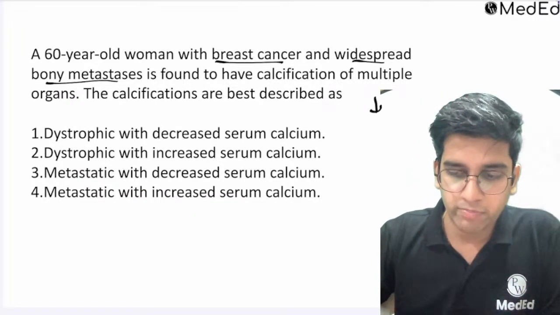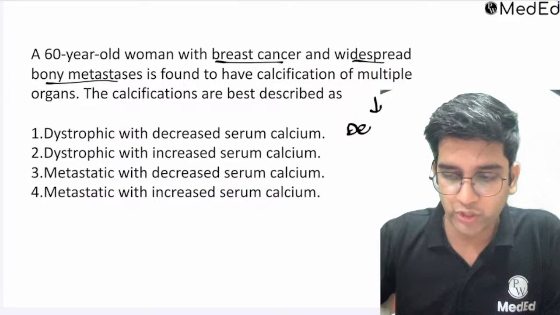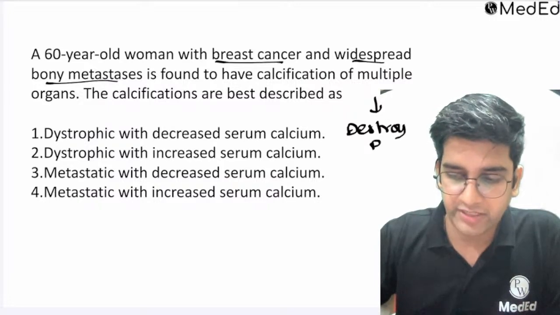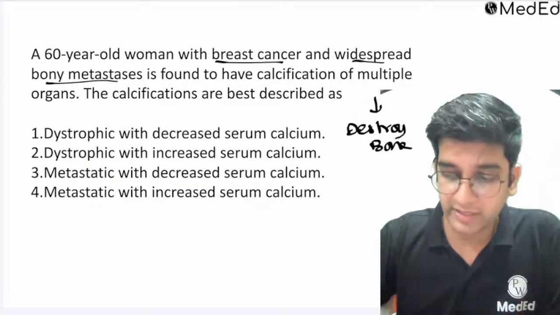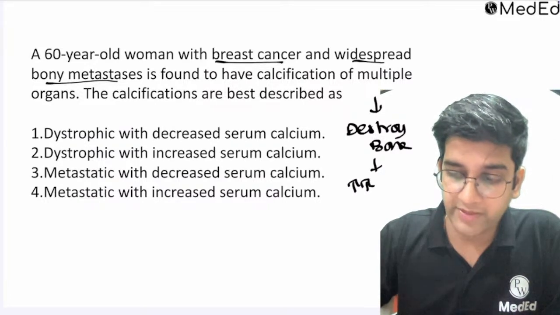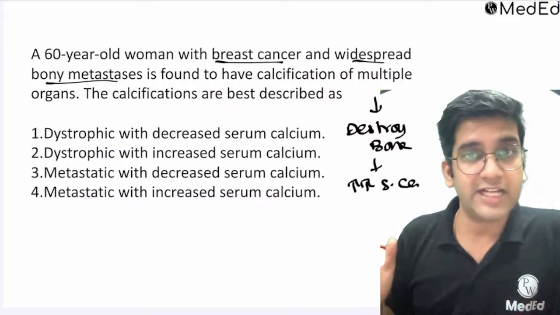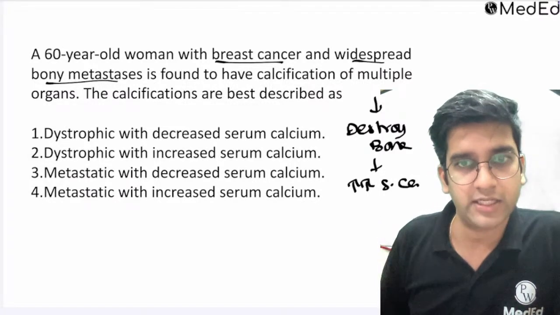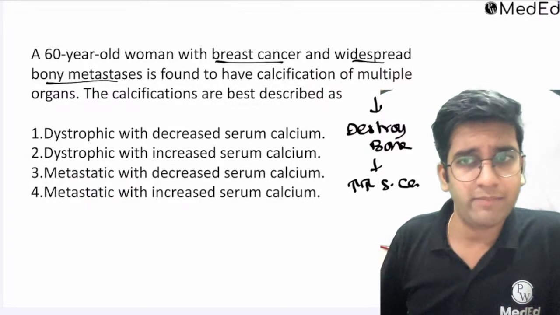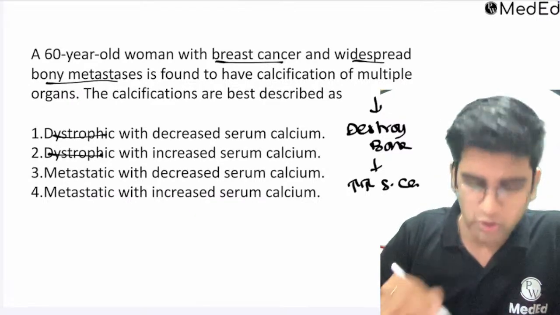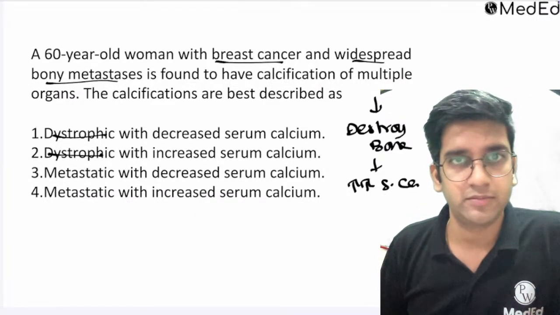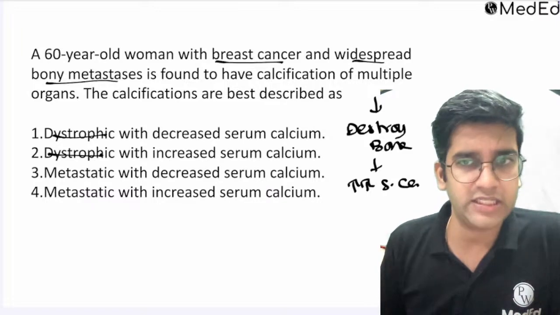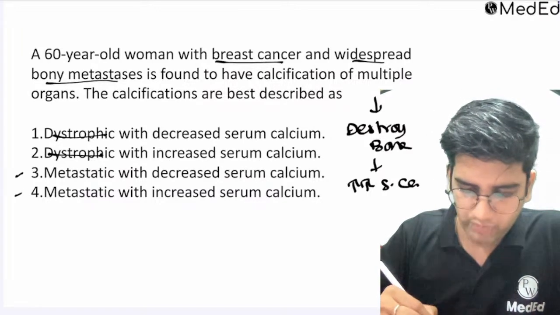Yes. So breast cancer is going to destroy bone. If it destroys bone, especially bony metastasis, it will cause elevated serum calcium. If serum calcium is elevated, dystrophic or metastatic? We'll go one by one. It has to be metastatic, right? So these two are gone. It's not a dystrophic calcification, it's metastatic calcification, right? Perfect. So I have only the 3rd or 4th option.